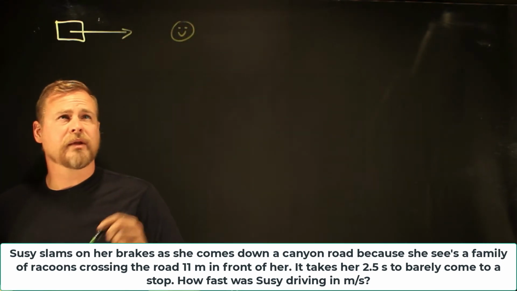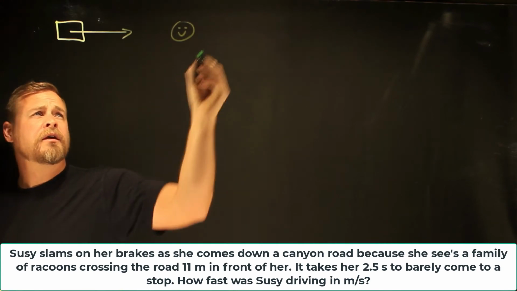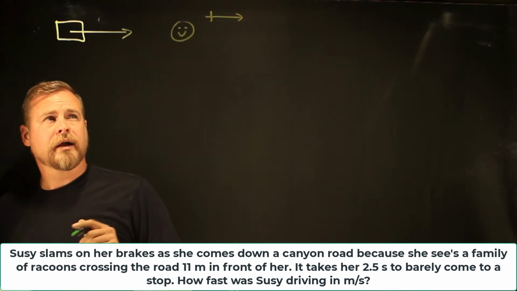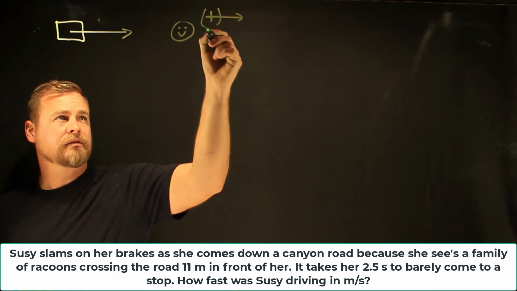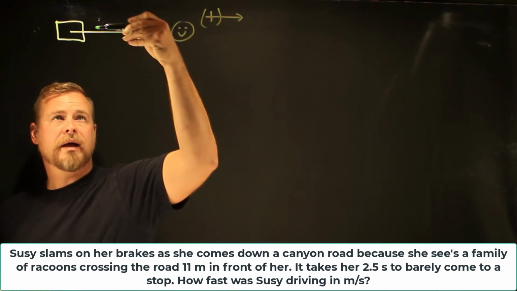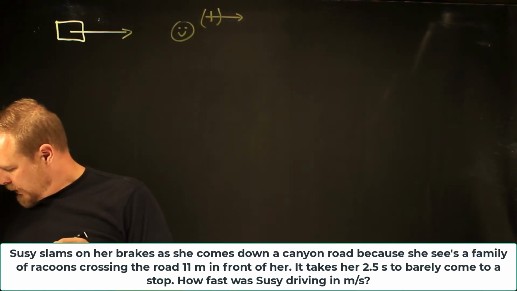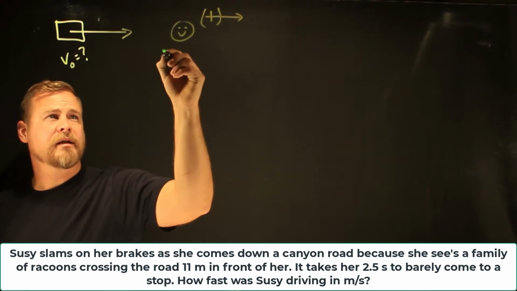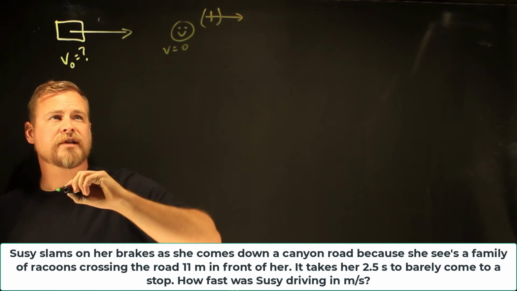That's a raccoon. You could label it if you want to. My reference point this time is going to be positive to the right. So this little symbol here means positive. Positive is to the right, meaning backwards is negative. My initial velocity, that's the question. And I know at the end here she came to a stop.